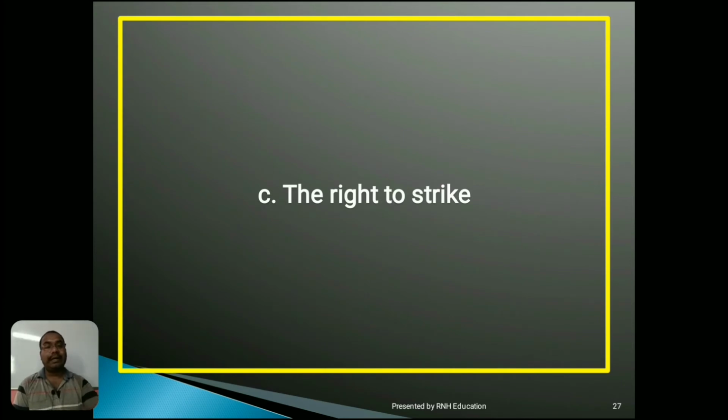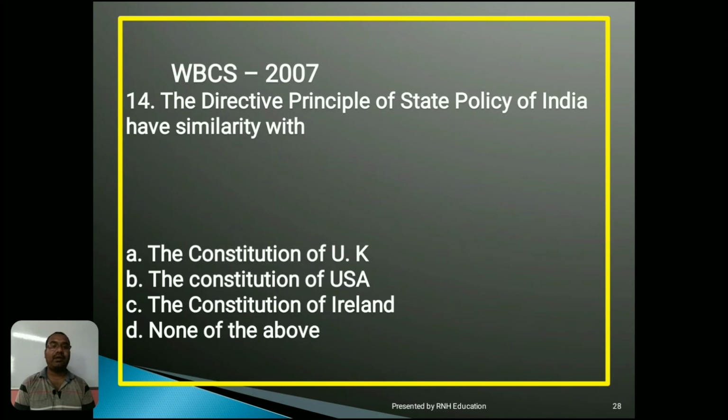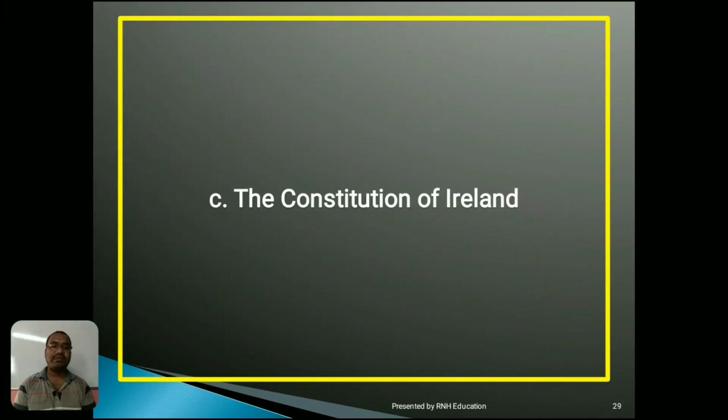Next one, the next question, that is question number 14, and it was asked in the year 2007. The directive principles of state policy of India have similarity with. Options are A, Constitution of UK, option B, the Constitution of USA, option C, the Constitution of Ireland, and option D, none of the above. Now see the answer. The answer is option C, that is the Constitution of Ireland.